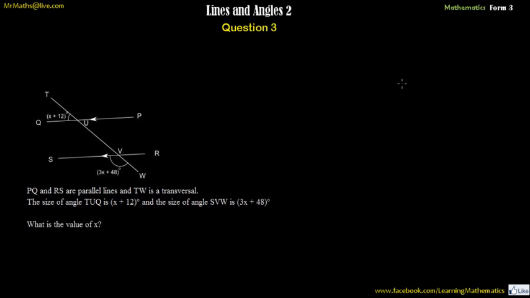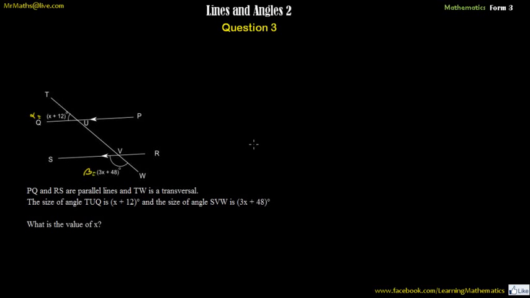Okay, then PQ and RS are two parallel lines and we have transversal TW. And it's given there that one angle is x plus 12 degrees and the other one is 3x plus 48 degrees. Those two angles have no direct relationship. Let me call these two angles alpha and beta. This is alpha and this is beta.